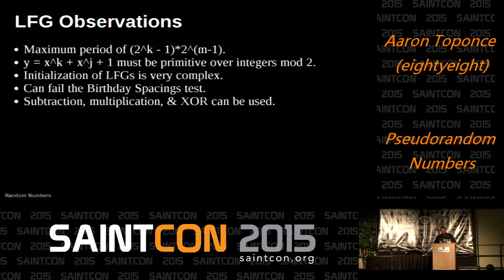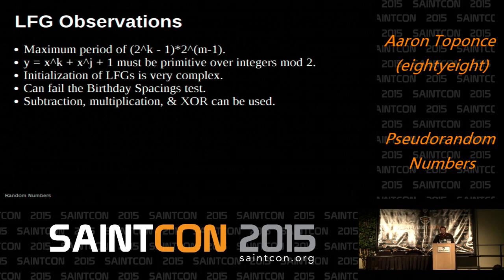However, in order to maximize that, we have to make sure that this second bullet point is met. y equals x to the k plus x to the j plus 1 must be primitive over integers mod 2. If you've taken abstract algebra or graduate level mathematics, this will make sense to you. If you haven't, trust the mathematicians. This means, though, that initializing the lagged Fibonacci generators is highly complex. This is well studied. For those of you who are familiar with Donald Knuth, I'm not sure how to pronounce his last name, he wrote The Art of Computer Programming. He has done research in this area and has a number of values for your modulus and your taps to maximize the period length.